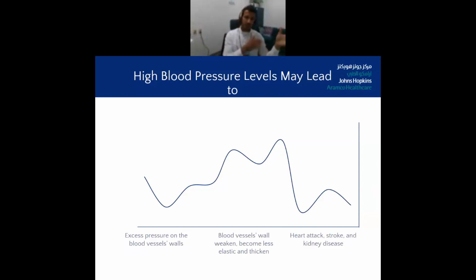So it starts with the pressure on the blood vessels' walls. Excessive pressure constantly leads to weakening these walls and makes them less elastic and thickened. And this, in the end, leads to heart attack and stroke and kidney diseases and other health problems.